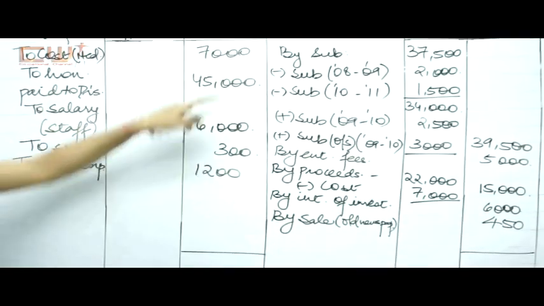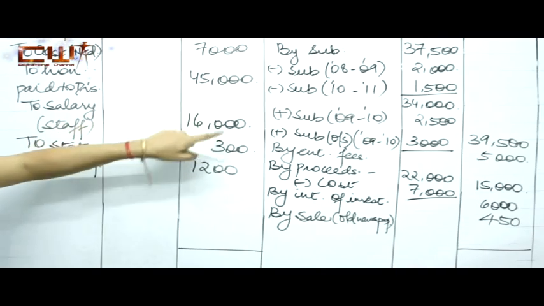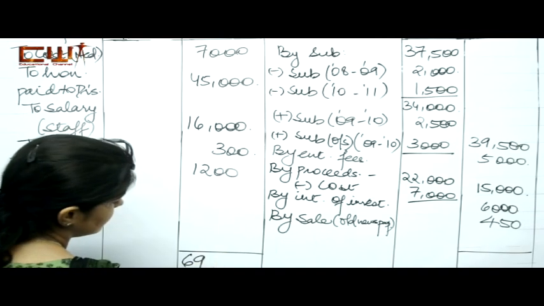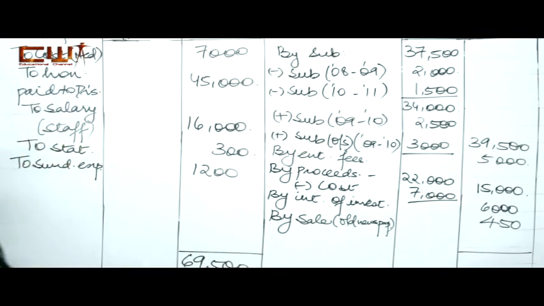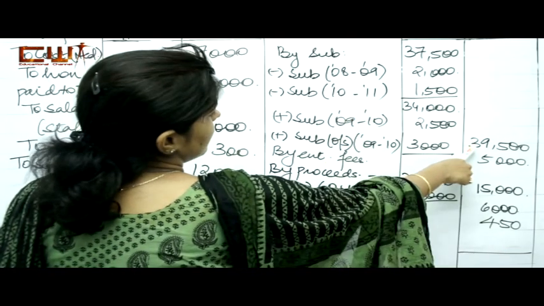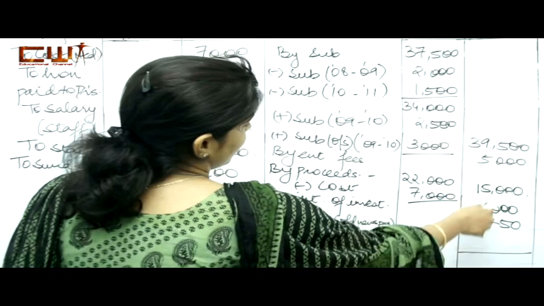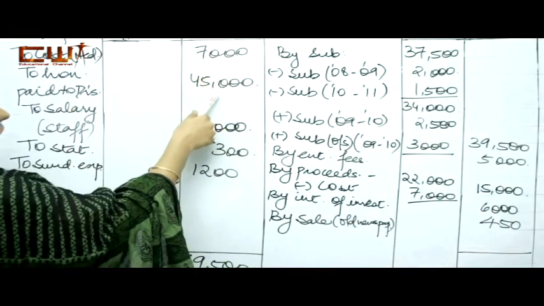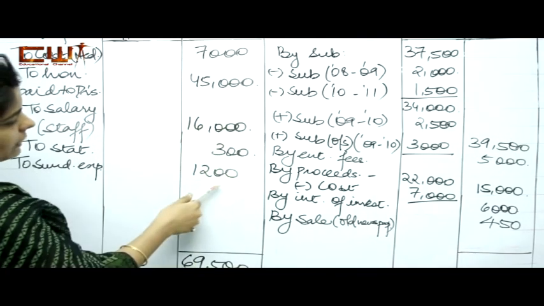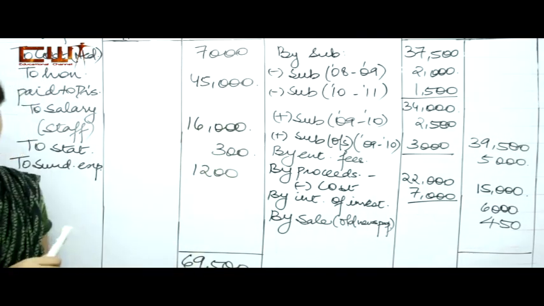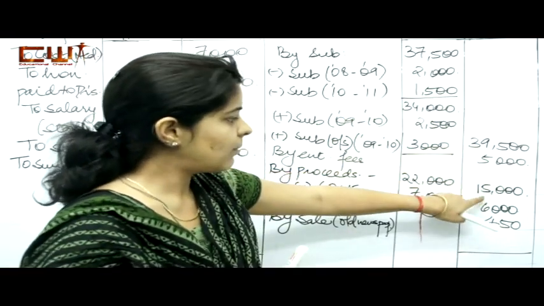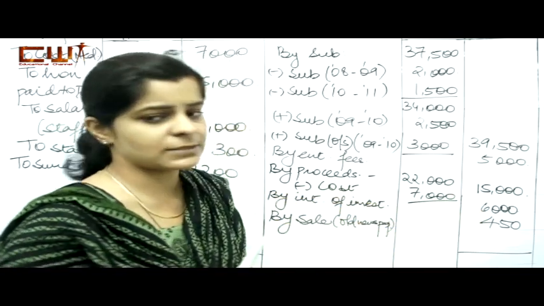Now see, 7,000 plus 45,000 plus 16,000 plus 300 plus 1,200 will give you 69,500, right? Total of this column is 69,500. Now add up this column, 39,500 plus 5,000 plus 15,000 plus 6,000 plus 450.